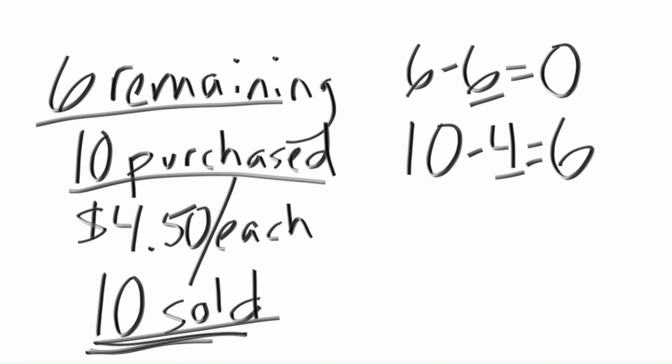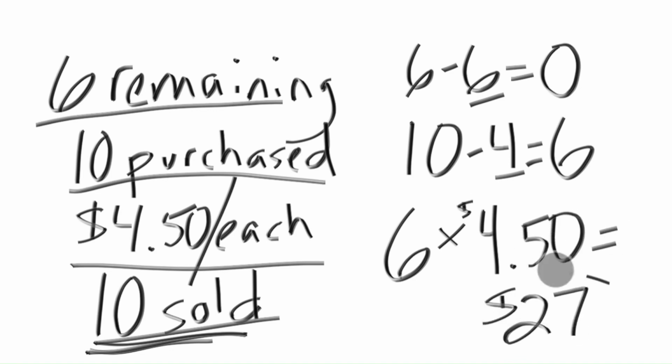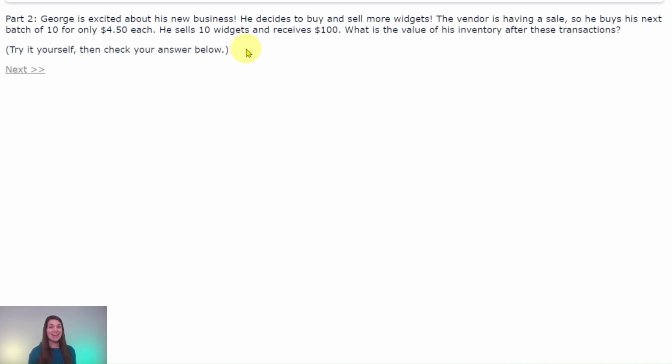So of those 6, we need to do the same calculation as what we did in the first part of this scenario. 6 times the $4.50, which is what he had purchased those for, equals $27. And that is the inventory value. So now that we have done the calculation on our whiteboard, let's go ahead and see if what we did is in fact the correct solution.